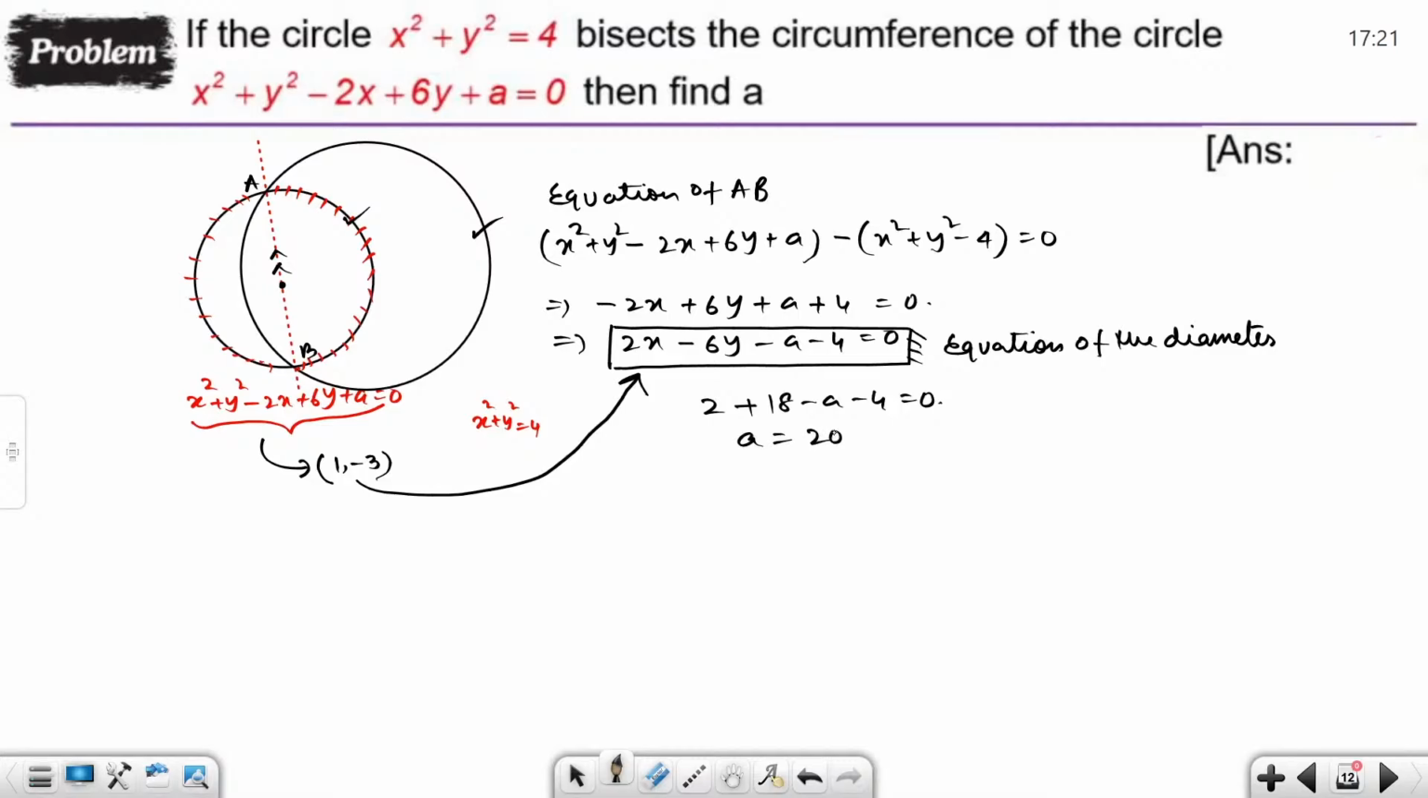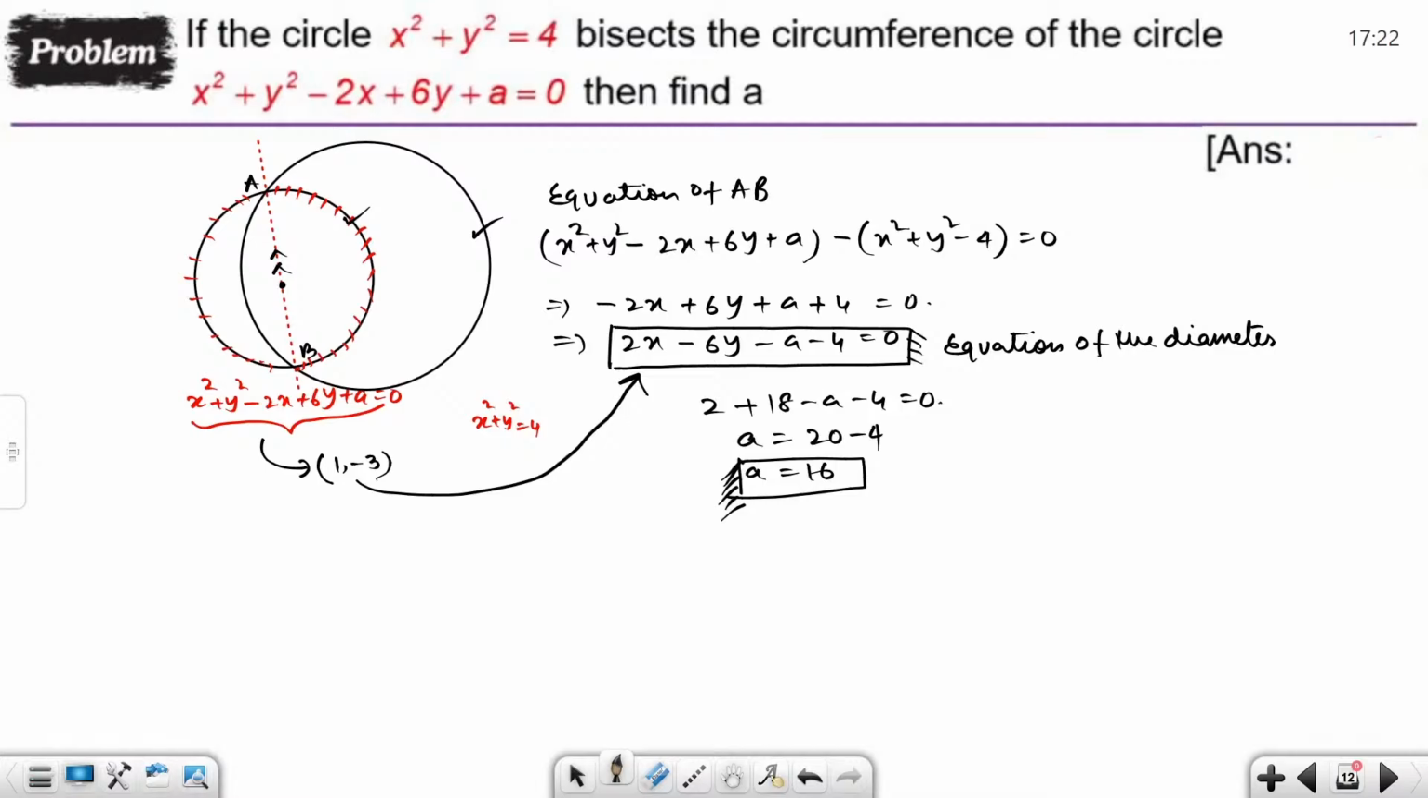So A is coming to 20 minus 4, that is 16. Therefore, the required value of A is 16 here. So the main concept that we have learned from here is that when a second circle bisects the circumference of the first circle, then the common chord is always its diameter. Whose diameter? Diameter of the first circle.